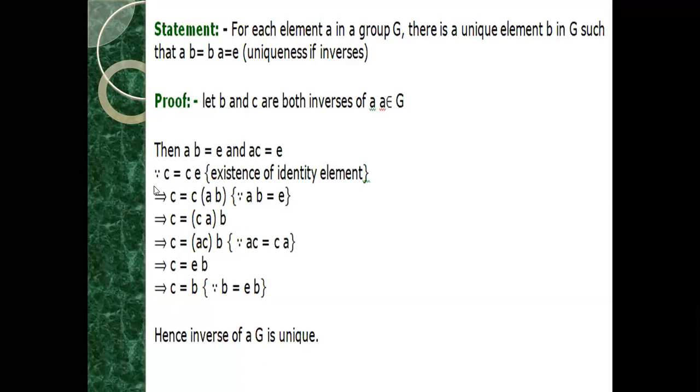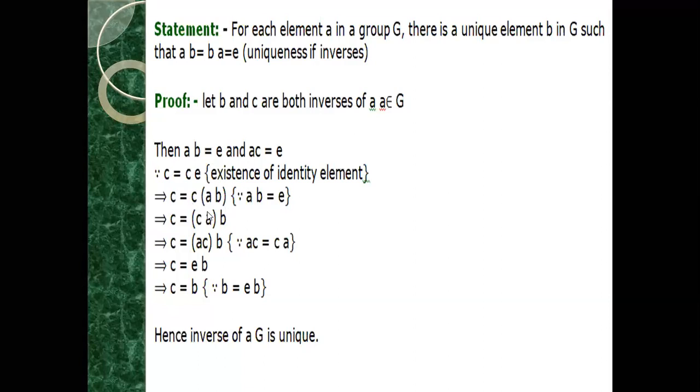So let us consider C is equal to CE. From the identity law, what is the identity law? AE is equal to EA is equal to A. So considering the identity law for the C element, we can express C is equal to CE. That is the existence of the identity element. So in place of E, we replace it with AB, since AB is equal to E.